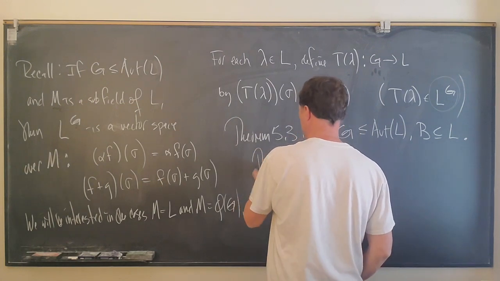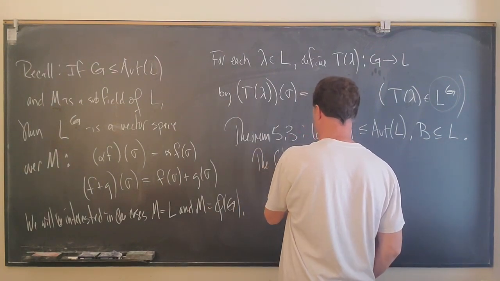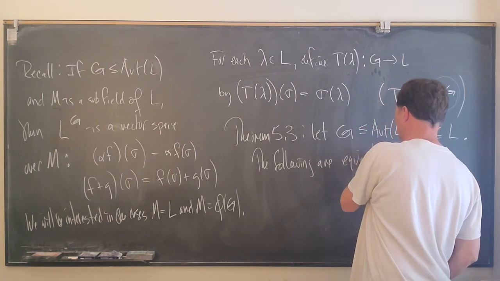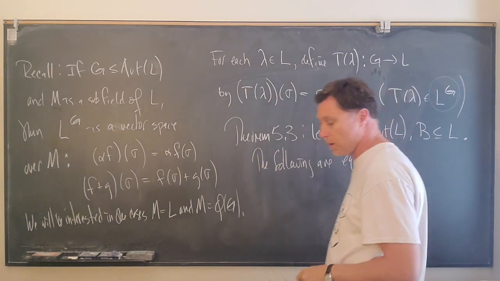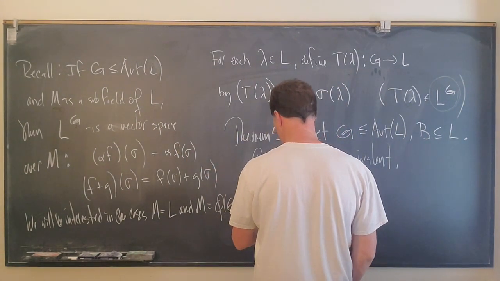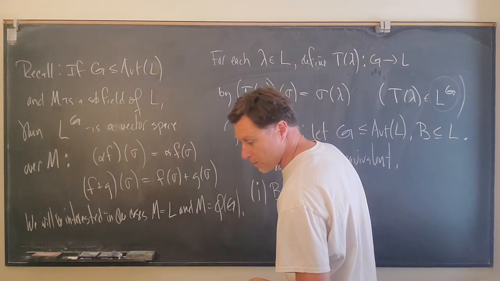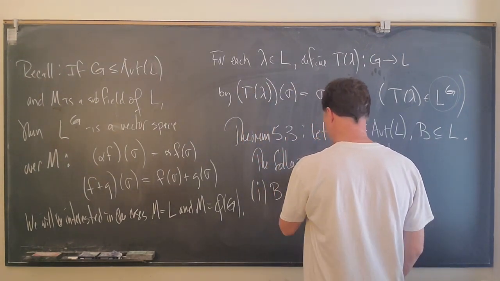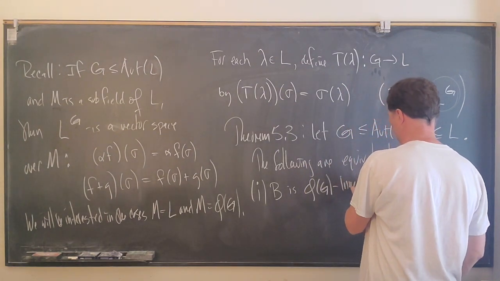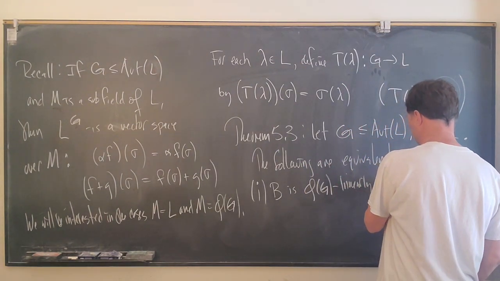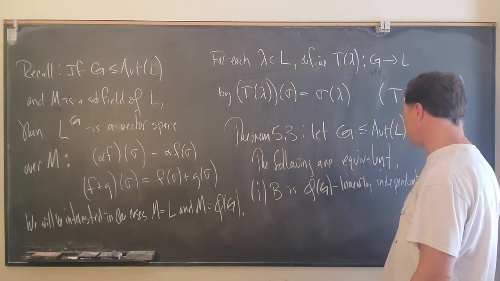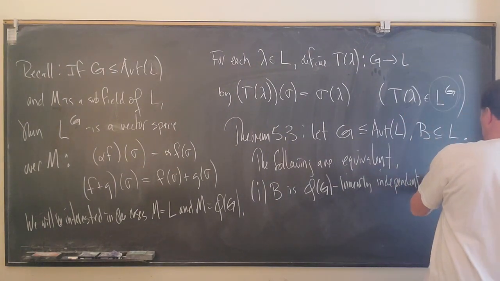So the following are equivalent. There's going to be 3 parts here. The first one is that the set B is phi of G linearly independent. So this is happening in L here.